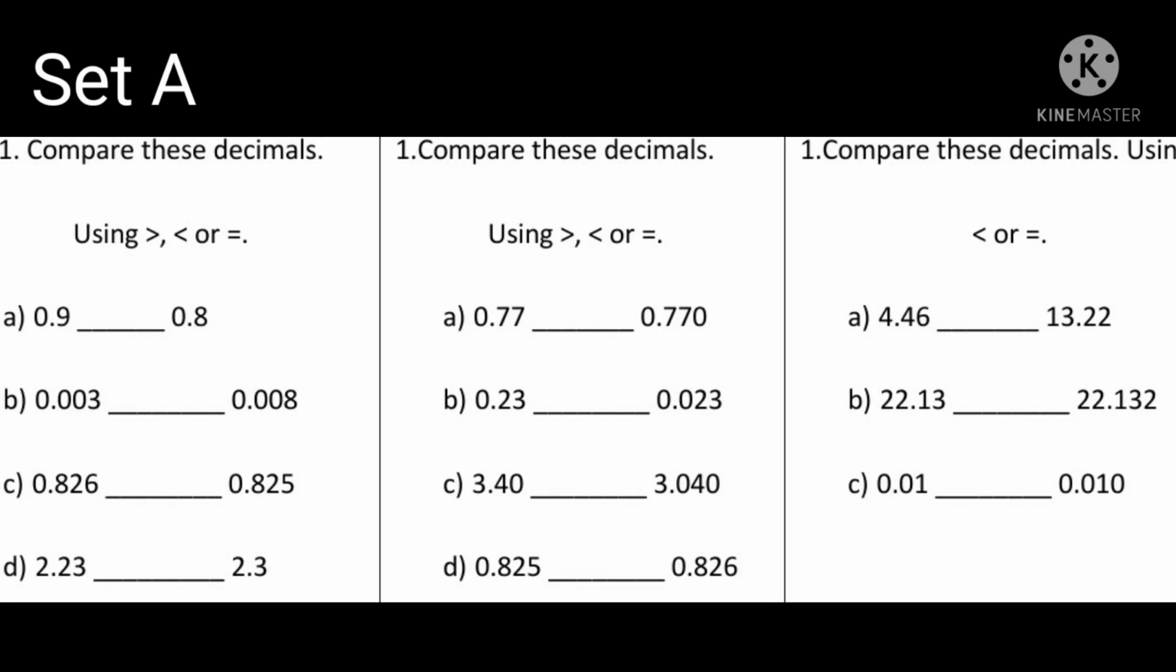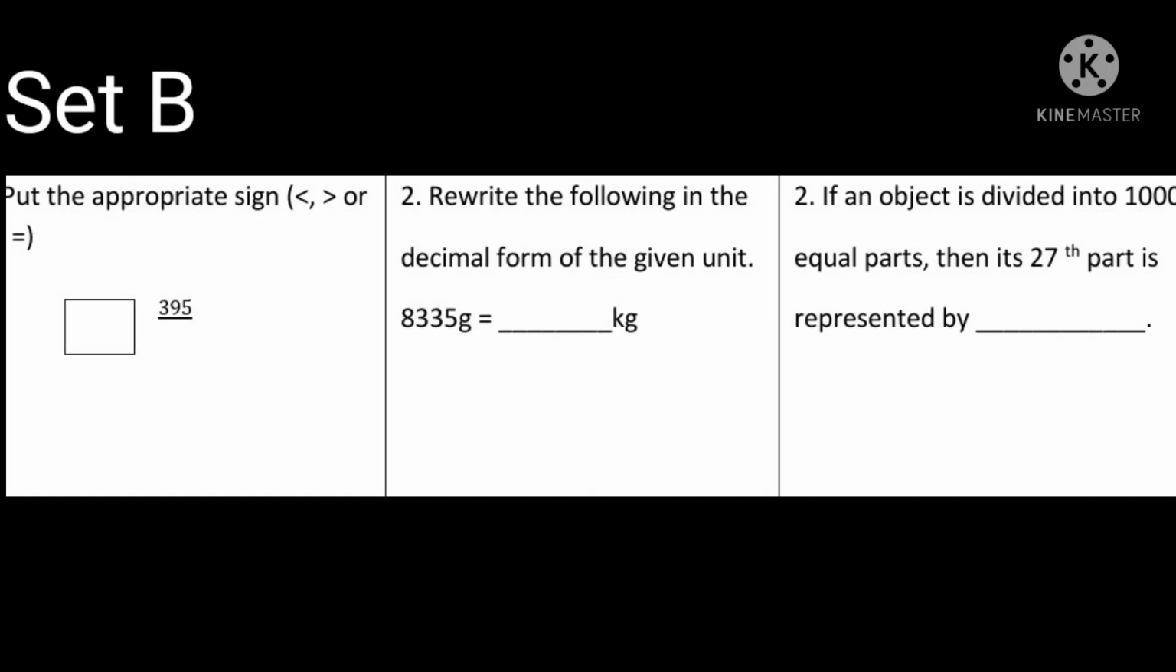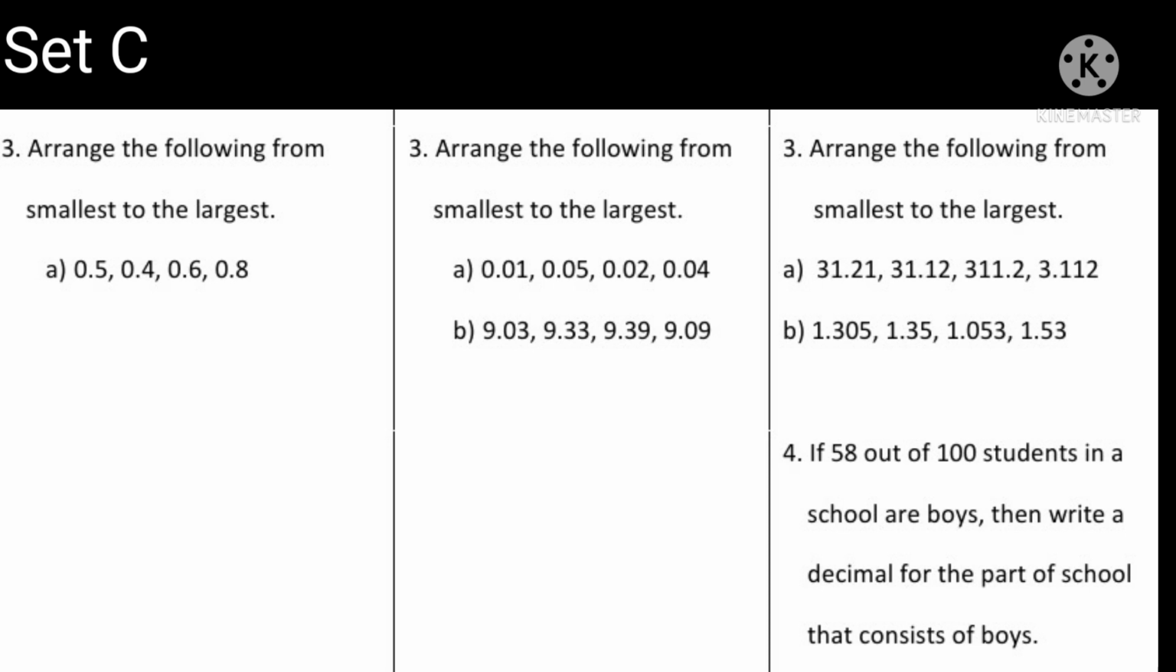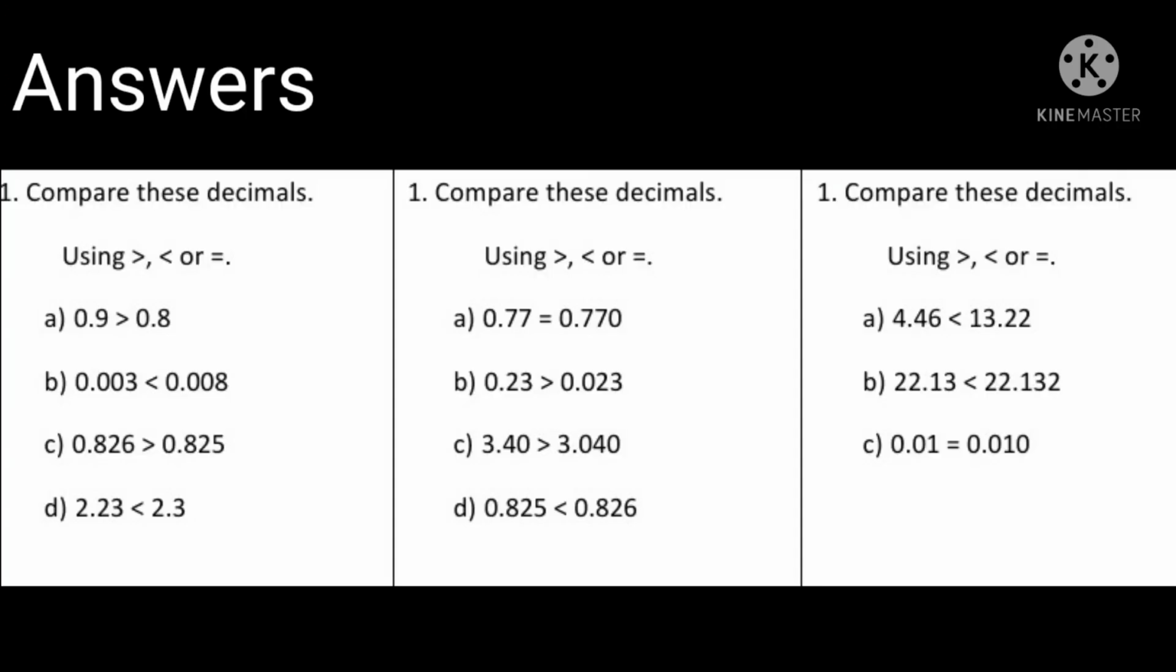Set B. Set A is for the slow learners, and then set B questions for average learners, as you can see on the screen. And then set C for fast learners, as you can see on the screen. The students will be given sufficient time to answer these questions. Once they have solved, the teacher shares the answers with them.